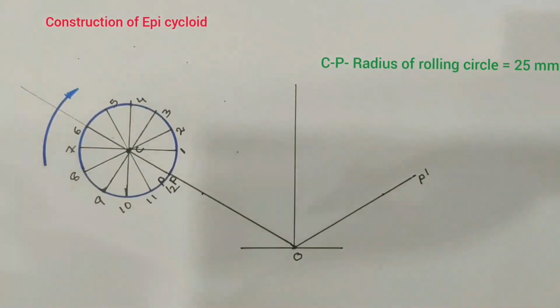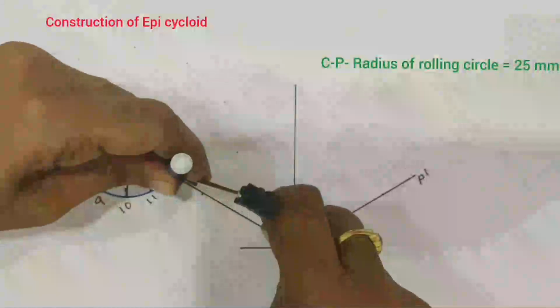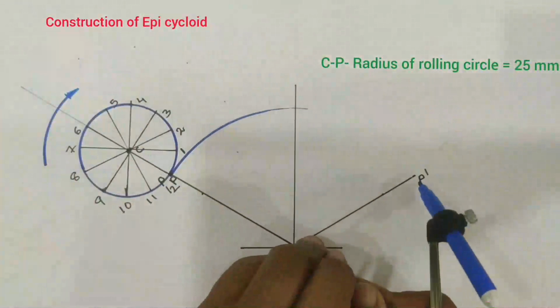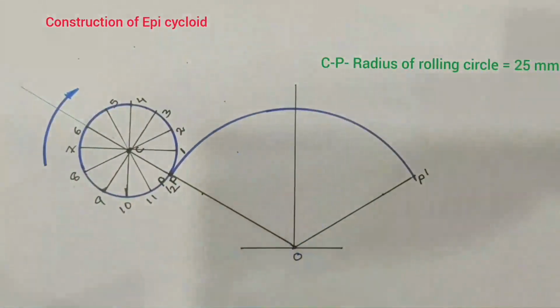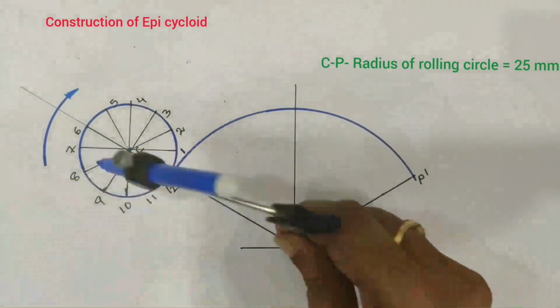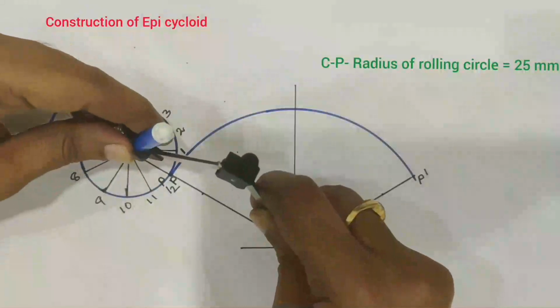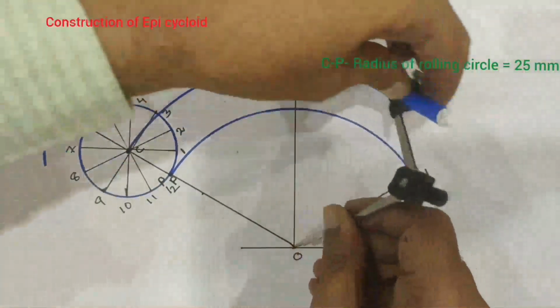Then, with O as a center, OP as a radius, draw directing arc. Then with O as a center, OC as a radius, draw locus of path arc.